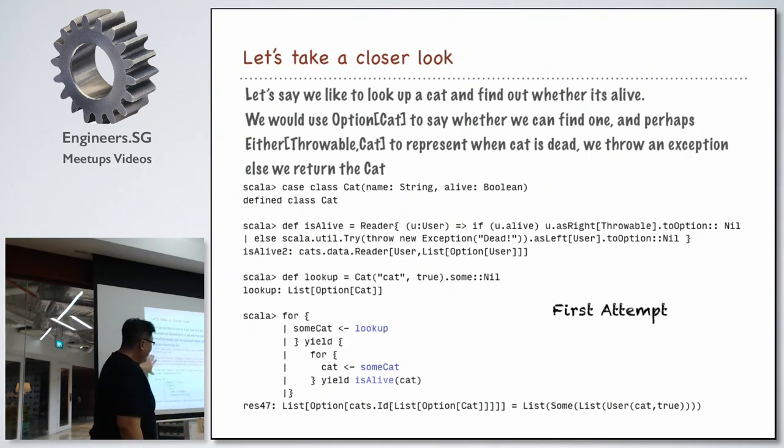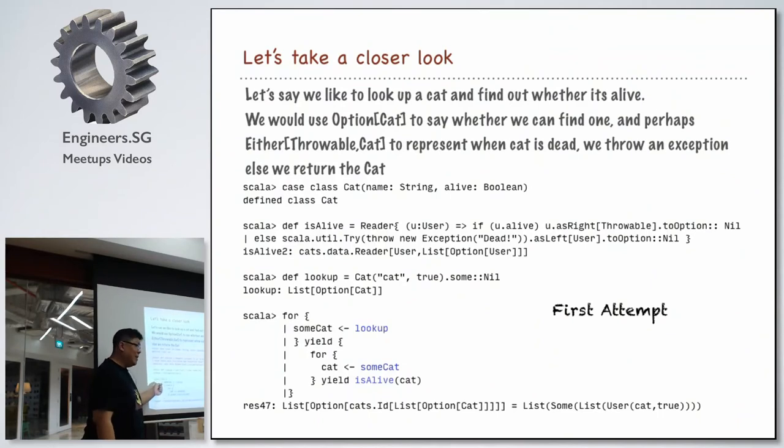So now when you do a lookup, this cat is very simple. It just basically says, look up a cat and this cat is always alive. And it will always return me some cat in a list. This is regular Scala syntax. And then this is how it normally looks if you don't use a monad transformer. Again, you notice I favor the for comprehension style.